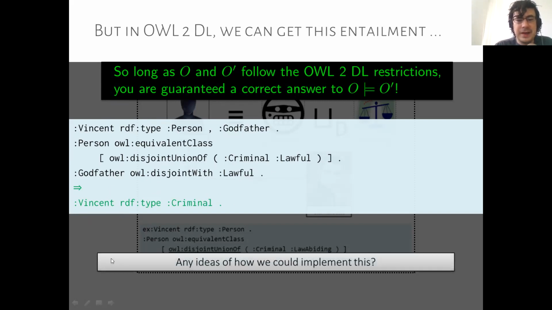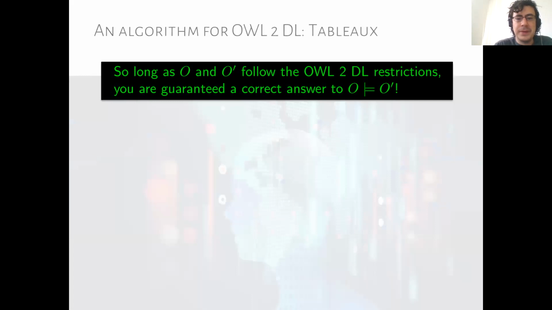So how could we implement this sort of procedure? How can we get these sorts of entailments, right? Well, we spoke about using rules, but if we wanted to cover all such entailments with rules, it'd be almost like we'd have to define an infinite number of rules to cover all such cases. So rather, there are various algorithms we could use, but one of the most common is called the Tableau algorithm.